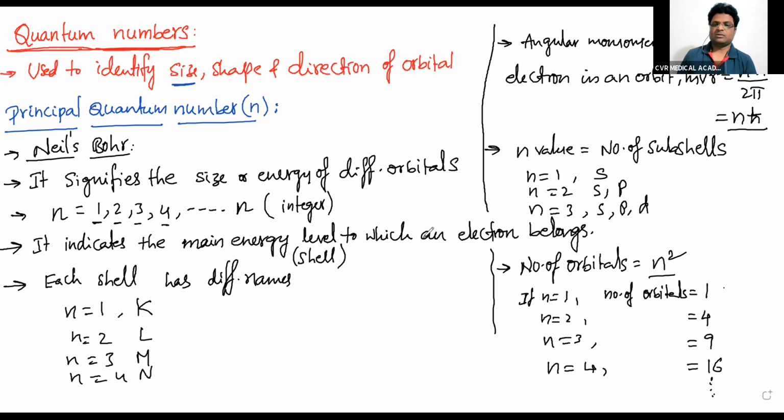And we can also get the number of electrons present in a given main energy level. If n square is the number of orbitals, the number of electrons will be 2n square, because each orbital takes 2 electrons. Just add that formula. Number of electrons is equal to 2n square.